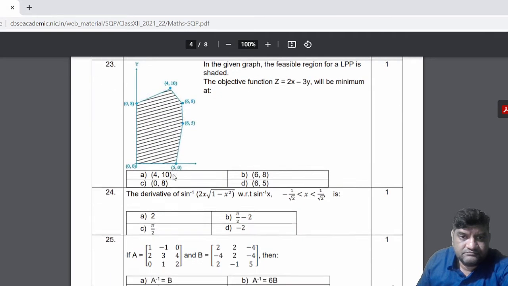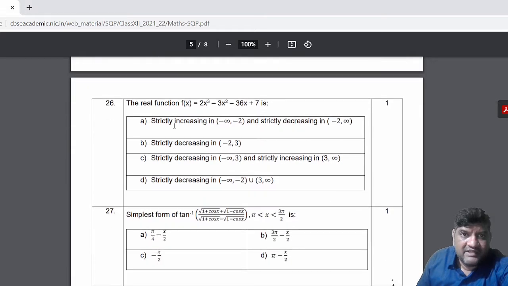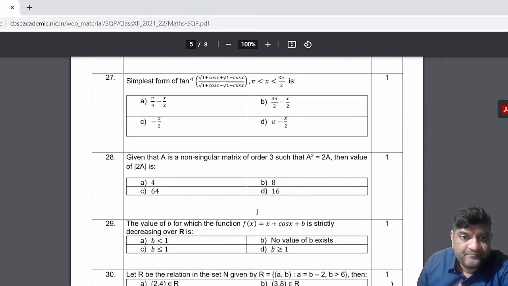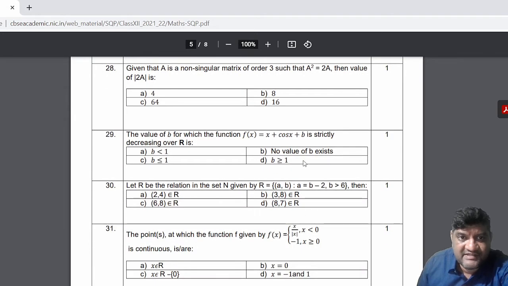Moving on. Look at that. The real function is increasing, decreasing. Same thing. Differentiate. Look, this is what I was talking about. In inverse trigonometry, you get to use the cos 2 theta formula. 1 minus cos x and 1 plus cos x. Remember that. 1 plus cos x is 2 cos square x by 2. 1 minus cos x is 2 sine square x by 2. Please remember that. Find the value of b for which the function is strictly decreasing over R. So which means that it's always decreasing. So it's either less than or equal to 0. So let's see how to do the 29th question.